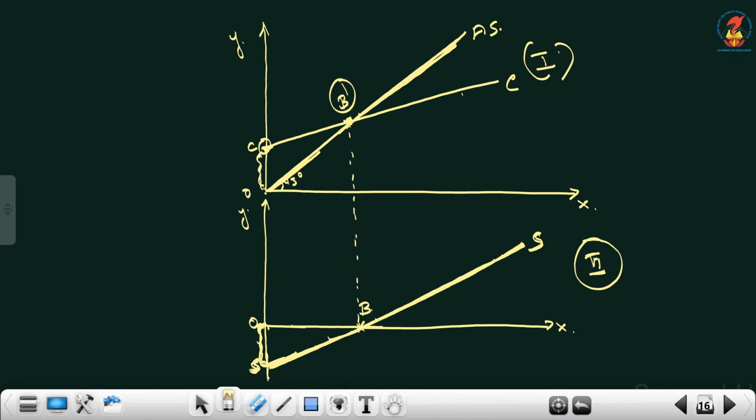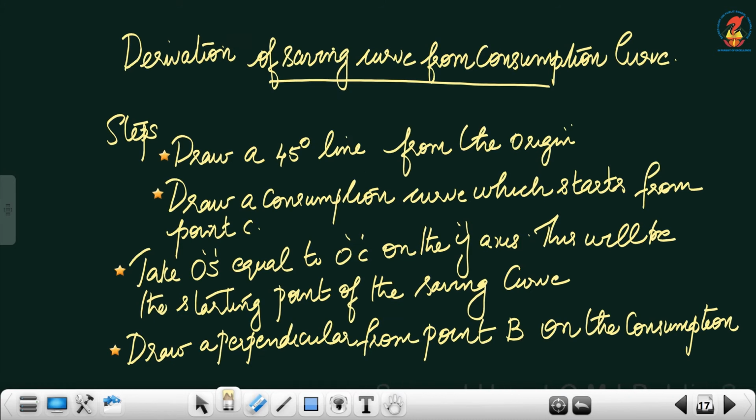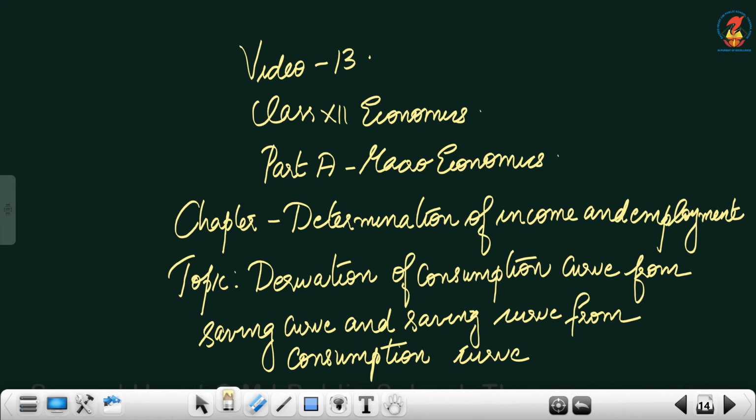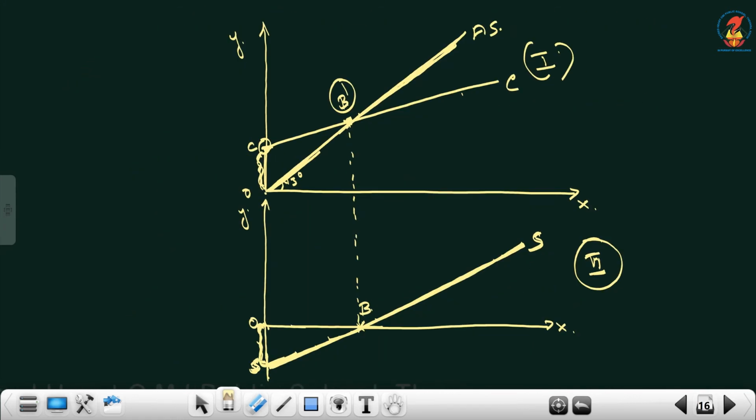The same measurement has to be taken to OC. So, measure that OC. OC is ready and that is the starting point of the consumption curve. So, that is the starting point C on the consumption curve. Draw a perpendicular from point B. Which is point B? Point B is this one. The intersection point is point B.